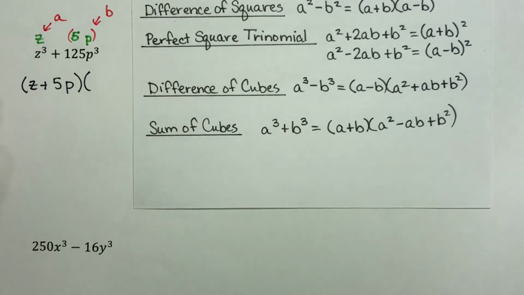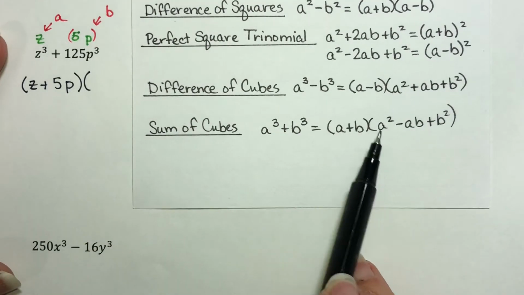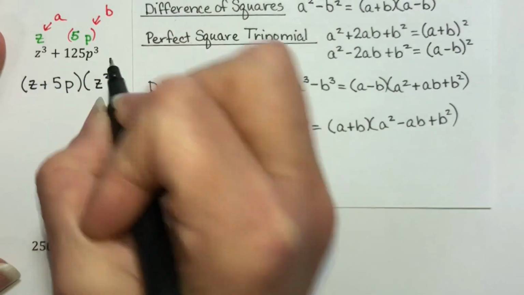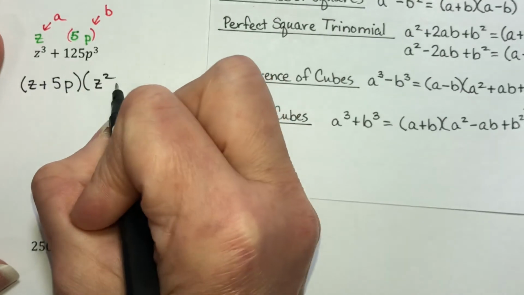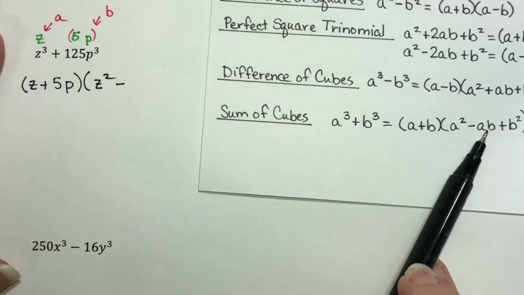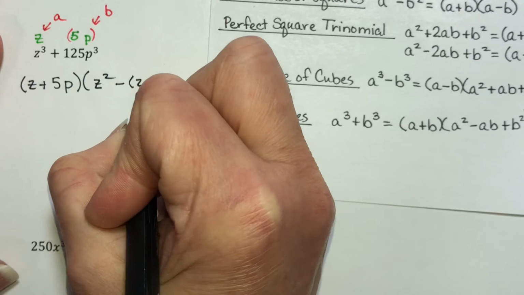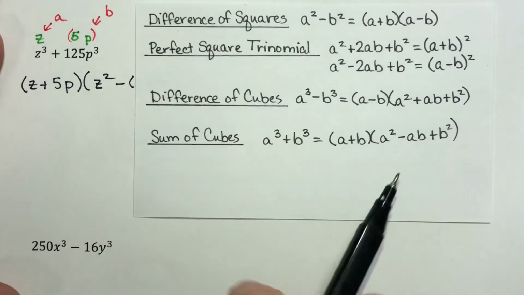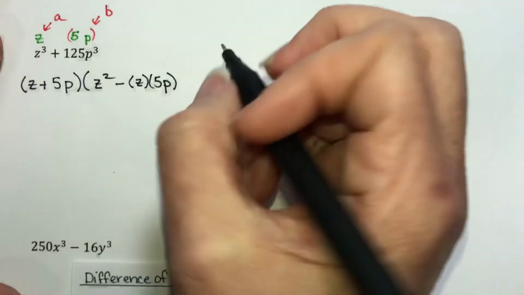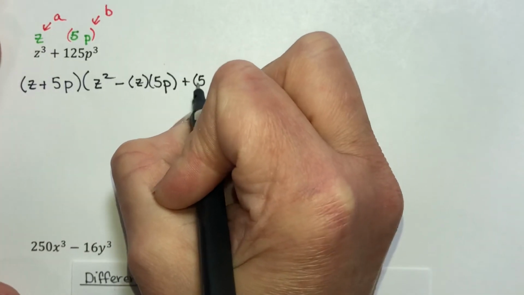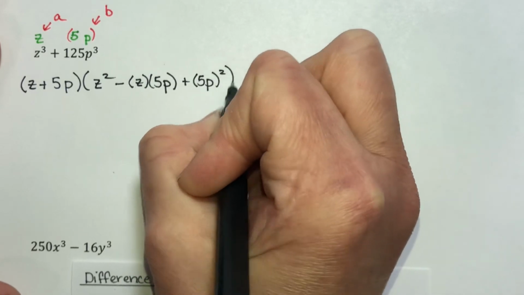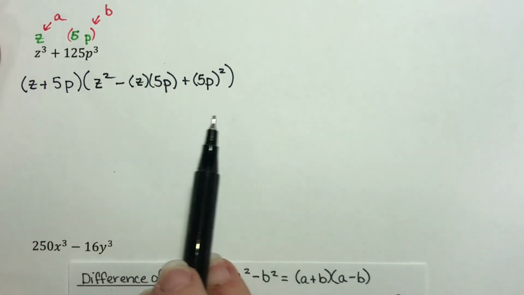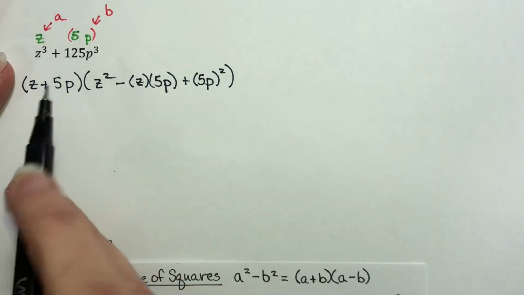Okay, times a squared. Well, my a is z, z squared minus a times b. So this is going to be z times 5p plus b squared, plus 5p all squared. Okay, I've just written out every step here. Like I said, you're going to end up probably doing some of the simplification in your head. There's nothing to simplify here.